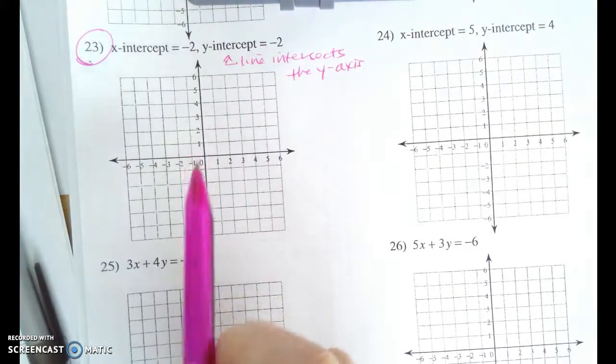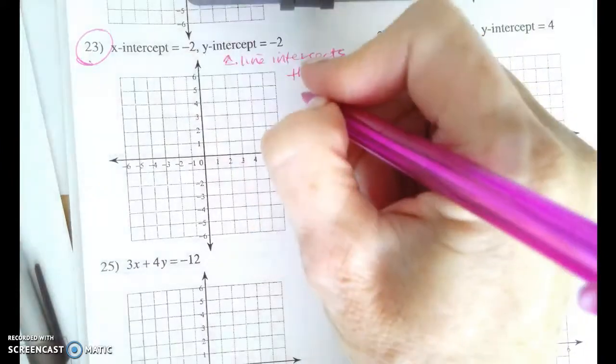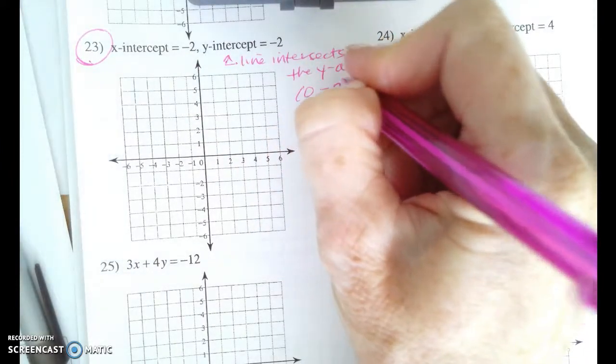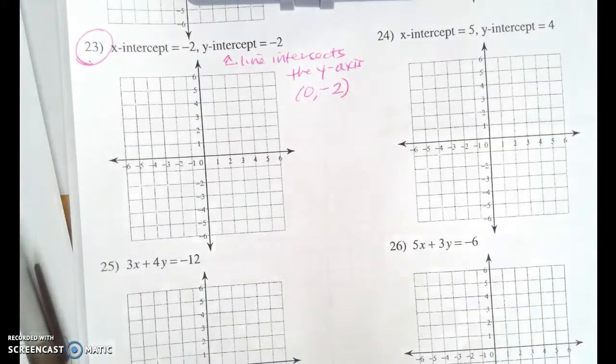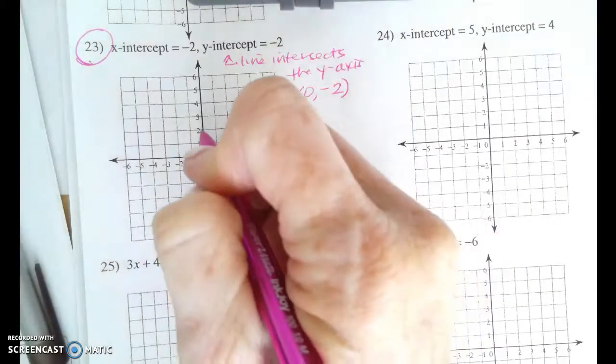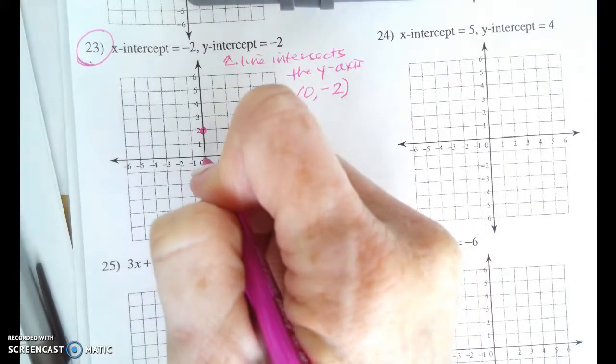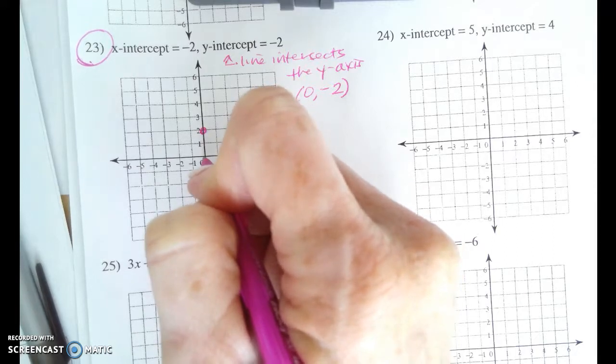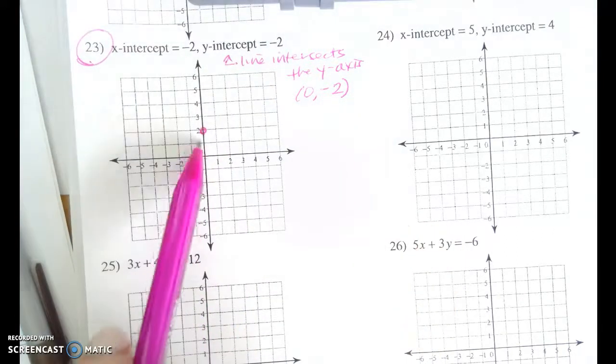In order for it to be on the y-axis, x has to be 0, and we're going to use that y-intercept value. That's a point on our line. 0, right, at the origin. We don't go left or right because x is 0, and we go up 2.